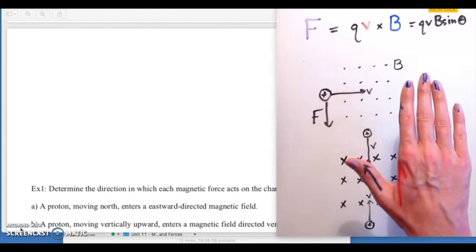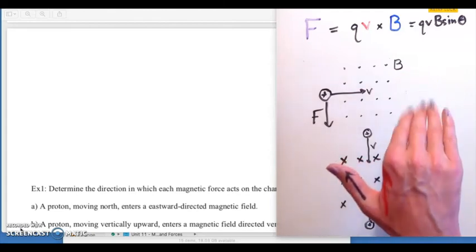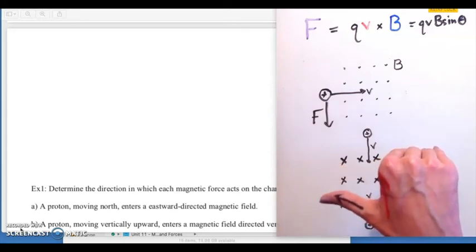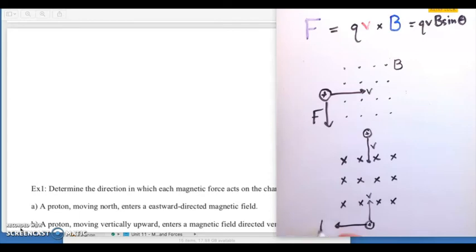So I have to, again, rotate my hand because my fingers don't point that way. So I have to turn my hand so that my fingers can point in the direction of the magnetic field, and my thumb points that away. So this one experiences a force to the left. That's what that is.